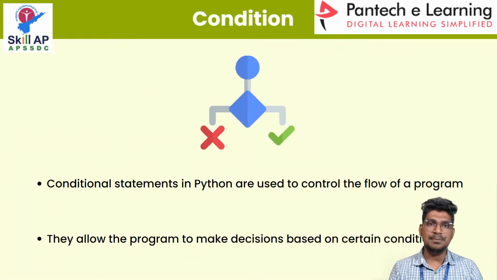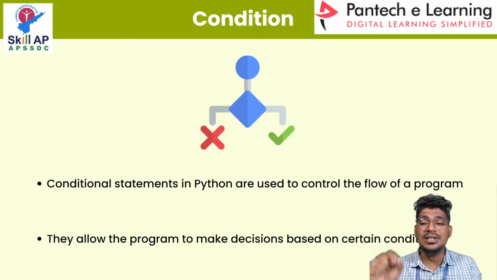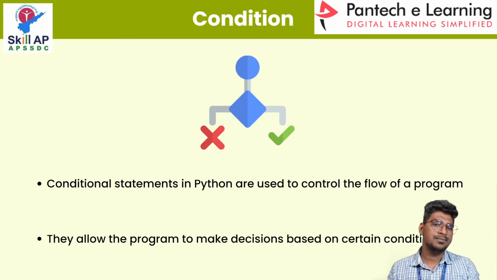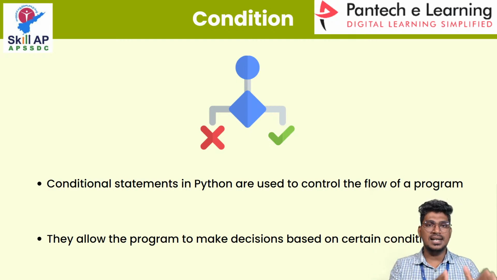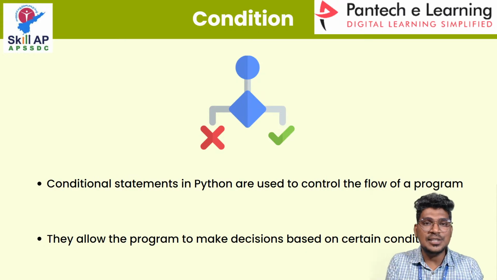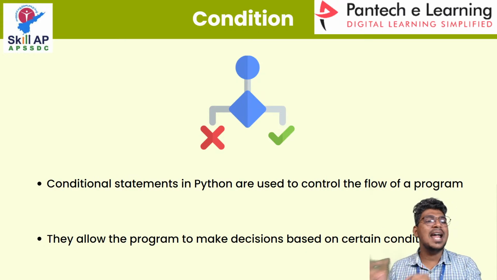So conditional statements in Python are used to control the flow of the program. That is nothing but controlling the statements. They allow the program to make decisions based on certain conditions. For example, once you create a certain condition, if the condition is true, the if block is going to be executed. If the condition is false, it moves to the else block.